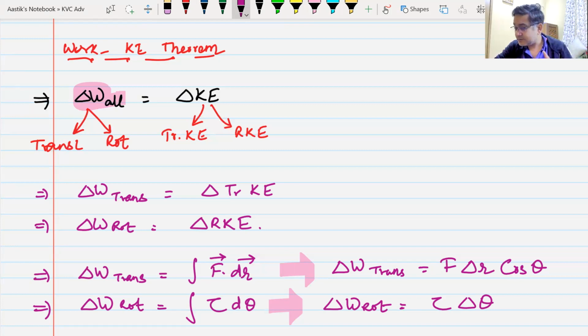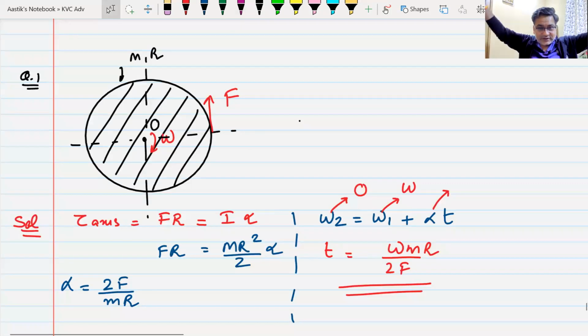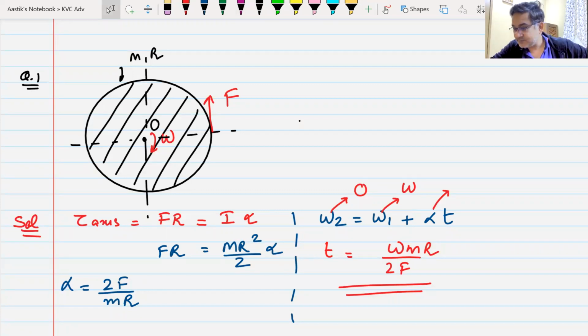Let me go back. Let me go back to this problem which created all the drama. Find the work done by this force. For only this question, I have told you all this Ramayana.